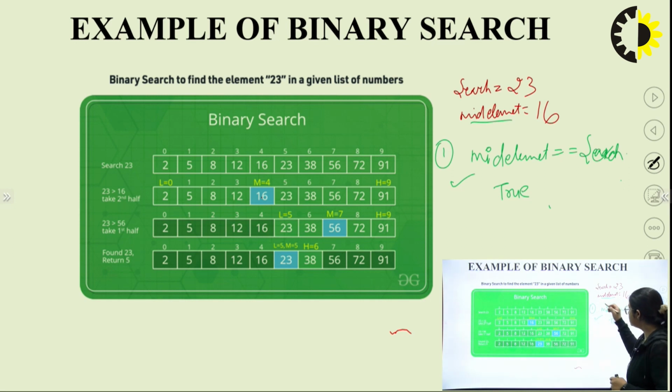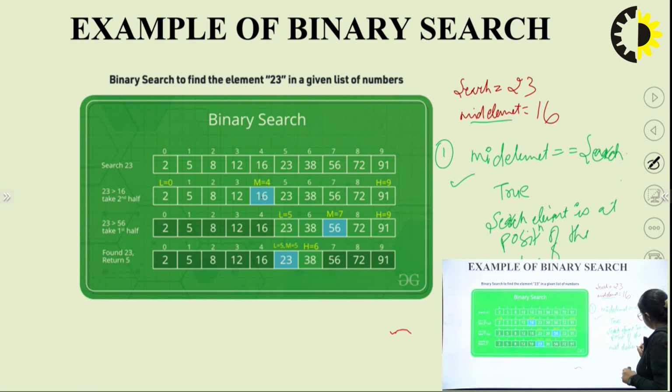That means our search element is at the position of the mid element. And what is the mid element position? The mid element position is 4. That means at location 4 we get 23. This is the first case, when our mid element is equal to our search element.